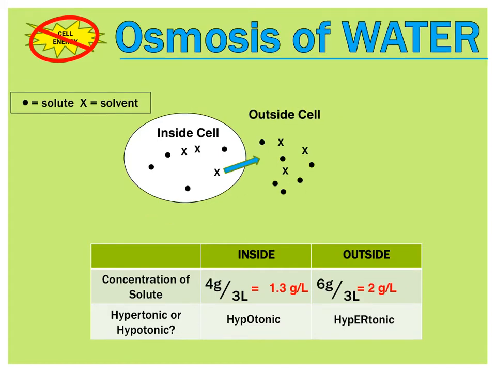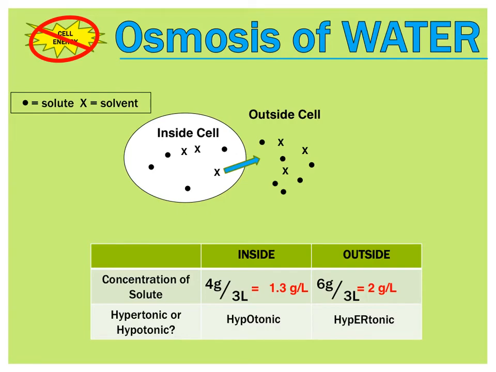In this example, let's predict which way osmosis will move water. Here you can see that inside the cell, we have 4 grams of solute and 3 liters of solvent. If I reduce that ratio, our inside concentration is equal to 1.3 grams per liter. Outside, I have 6 grams of solute and only 3 liters of solvent, making my outside concentration 2 grams per liter. Water is going to move towards the hypertonic side because if it's hypertonic, it means it has a lower concentration of water. Therefore, water, which is the solvent, will move from the inside to the outside of the cell.